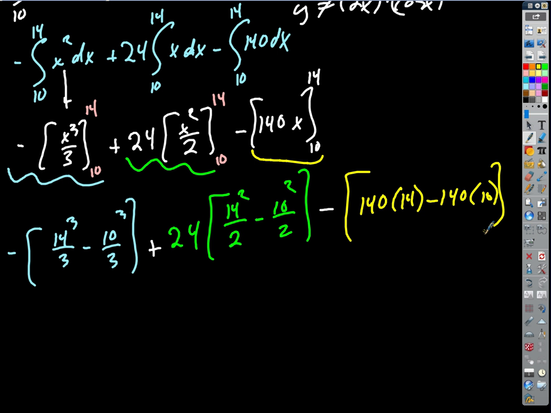Do you have to keep them all separate like that, or could you lump them together? No, you could lump them all together too. If I wanted to, this is the same thing as saying I could just do negative x cubed over 3 plus 24x squared over 2, and I could even just make that a 12, right?